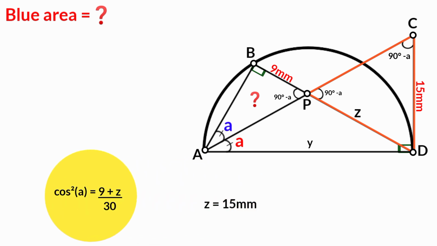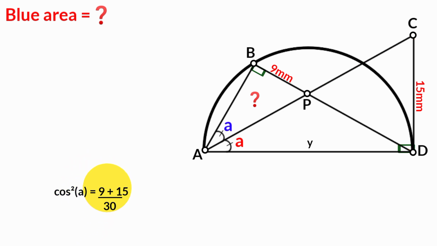We come here, substitute the value of Z. So cos squared A equals 9 plus 15 over 30. 9 plus 15 is 24. 24 is the same as 8 times 3, and 30 is 10 times 3. This 3 cancels this 3. 8 is 4 times 2, and 10 is 5 times 2. This 2 cancels this 2. So cos squared A equals 4 over 5.